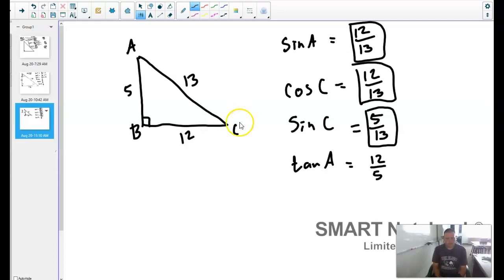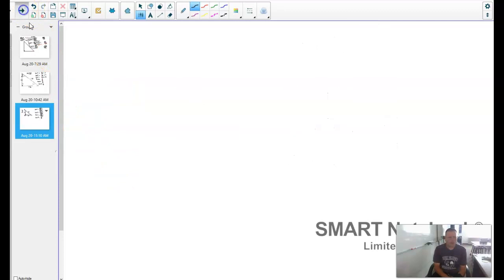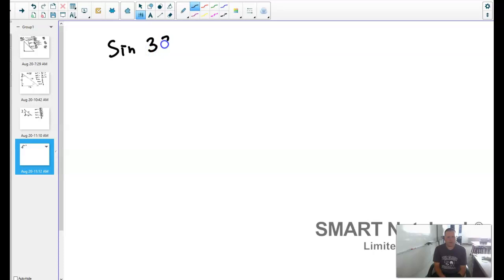Again, you can keep going and keep going. I want you to be able to write these ratios down. This is part of your skills that I need you to be able to do. Okay? The other thing I want you to be able to do is if I ask you, hey, what is the sine of 33 degrees? I want you to be able to do that.